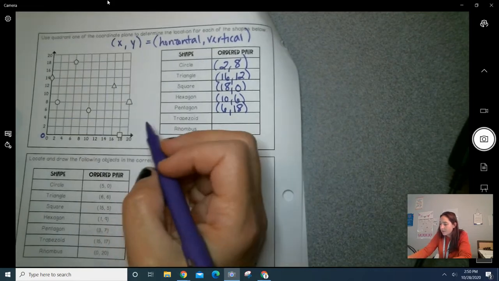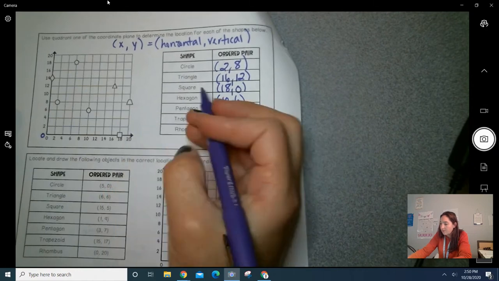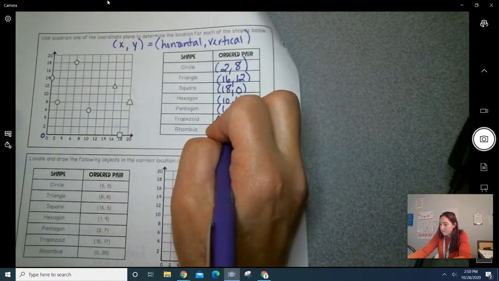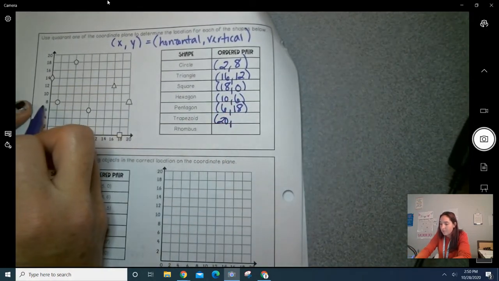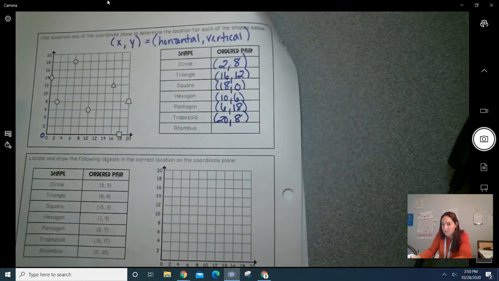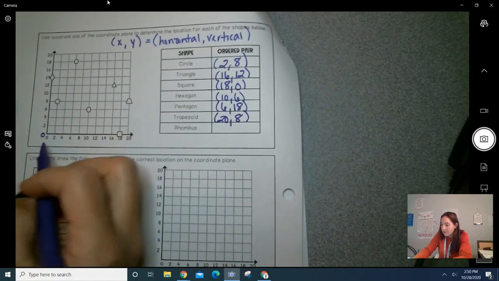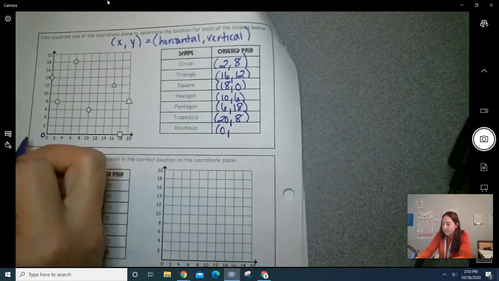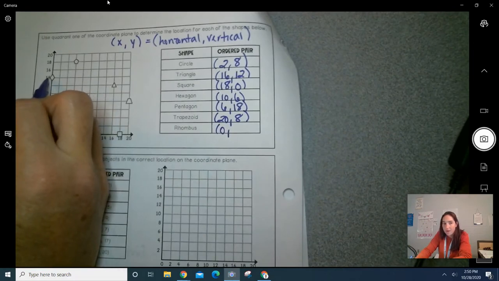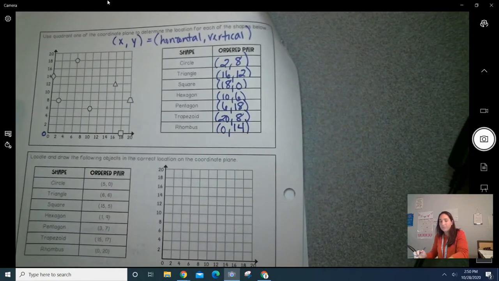Okay, for the trapezoid, for the horizontal component, we should have had 20. And vertically, we would be at 8. So you should have had 20, 8 as your ordered pair. For the rhombus, horizontally, we are at 0. And vertically, we are up at 14. We are going to skip this section.